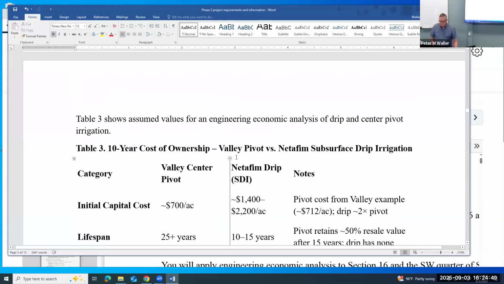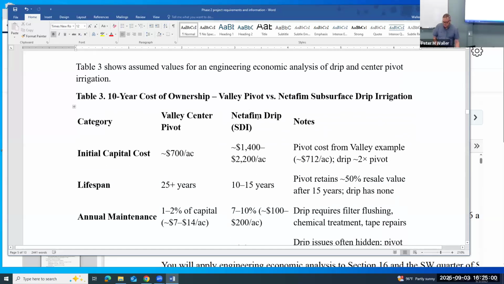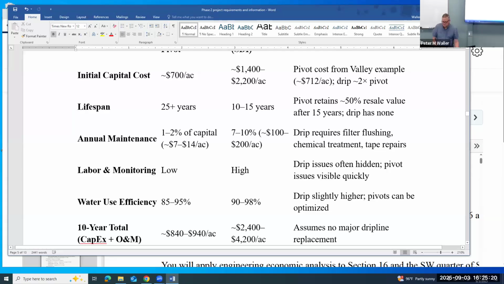Okay. So what we're doing is we're comparing surface irrigation to putting in a pivot or putting in drip irrigation. And so this is why so many people are putting in pivots. $700 an acre for the pivot. 1,400 to 2,200 or even more for the drip. So it costs a lot more to put in the drip. It's a lot harder to maintain. Its lifespan is shorter. 7 to 10% of capital for the drip. I think that's per year. Yeah. 1 to 2% of capital for the pivot.